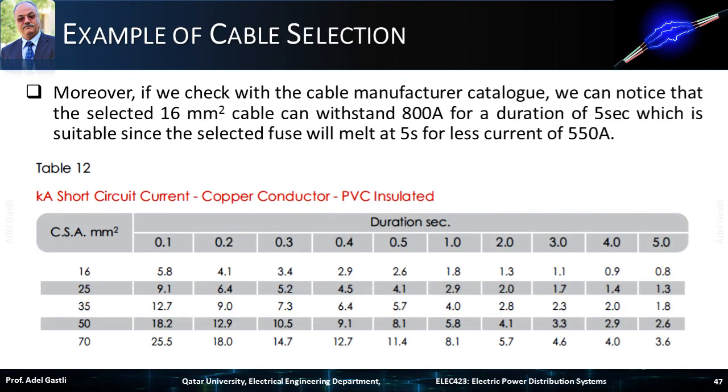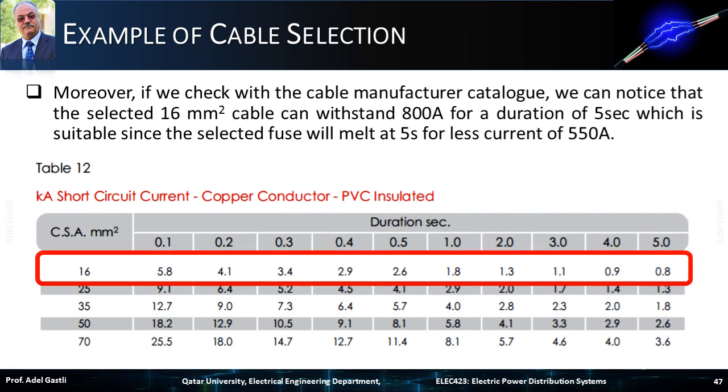Moreover, if we check with the cable manufacturer catalog, we can verify that the selected 16 mm² cable can withstand 800 amps for a duration of 5 seconds, which is suitable since the selected fuse will melt at 5 seconds for a lower current of 550 amps.